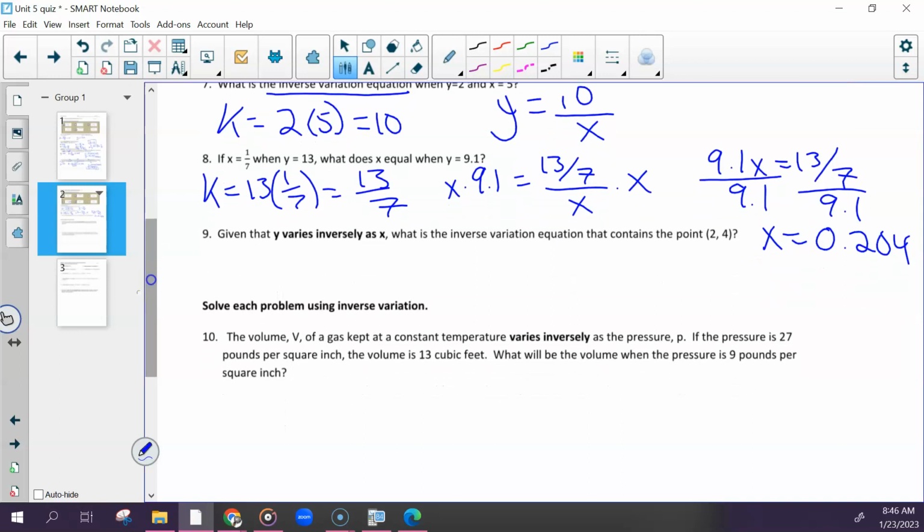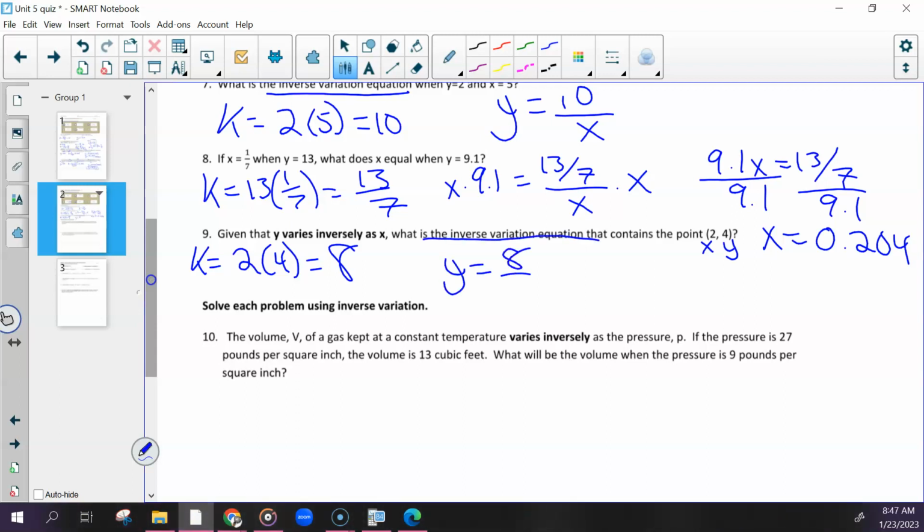For 9, this was similar to 7. It gives you the 0.24, that's your x and your y. Multiply those together to find k. And then you're looking for the inverse variation equation, so y equals 8 over x.